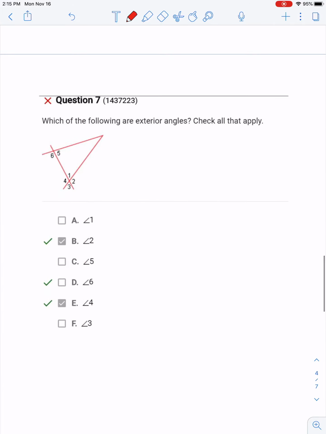All right, which of the following are exterior angles? So we've kind of been over this a little bit. Look at your triangle. There are two interior angles, which means there's got to be at least two exterior angles. So I'm going to go one direction right here. Angle 5 makes a straight line with angle 6. So these two together, that makes angle 6 an exterior angle.